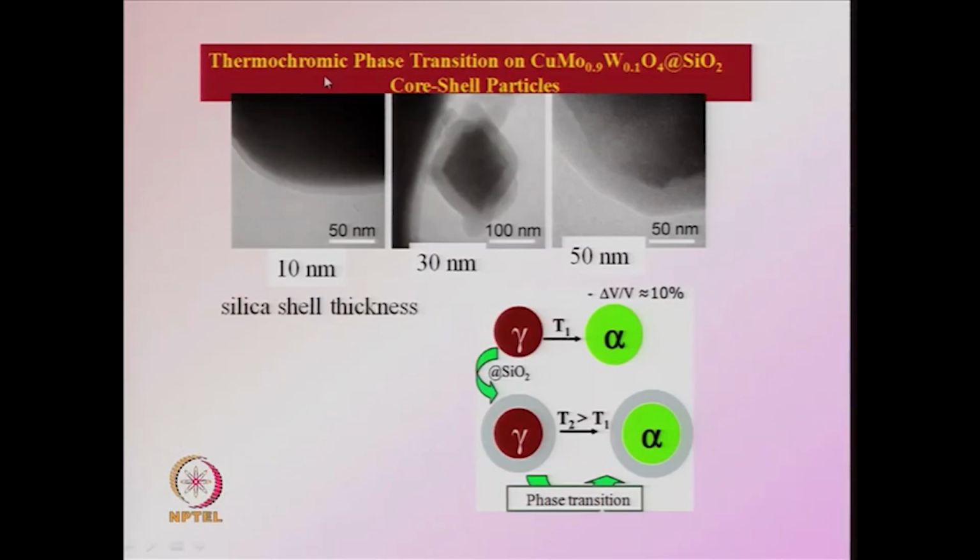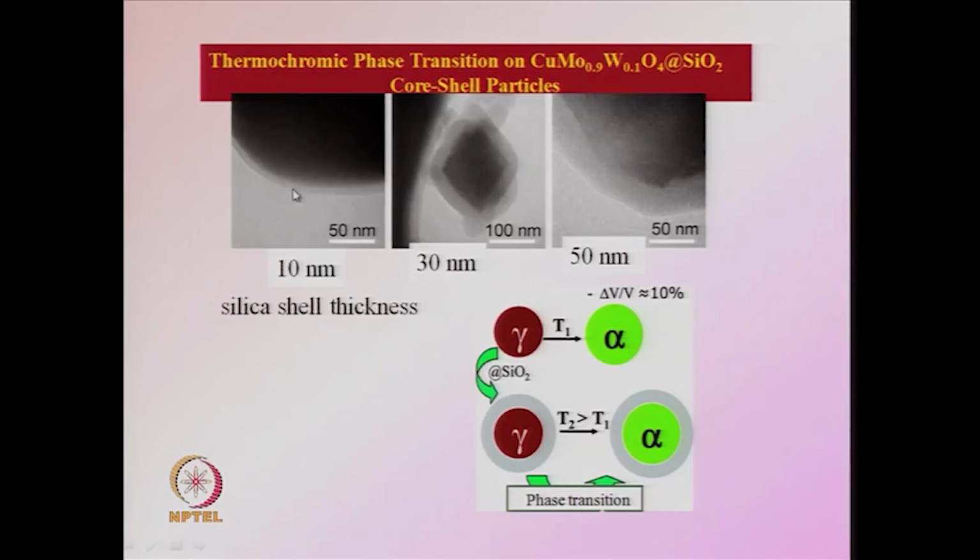So, this is an example of a kind of oxide which has primarily copper and molybdenum and a small amount of tungsten. So, it has this kind of stoichiometry, and this forms the core. This oxide of copper, molybdenum, tungsten forms a core, and the shell is formed by silica. So, this is a core shell particle, and the shell thickness can be varied.